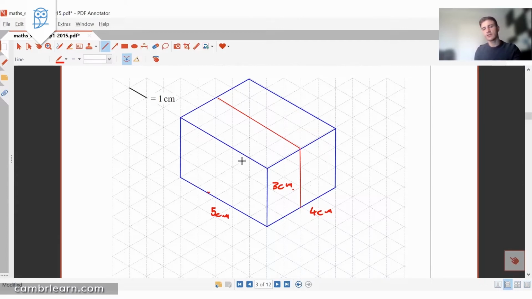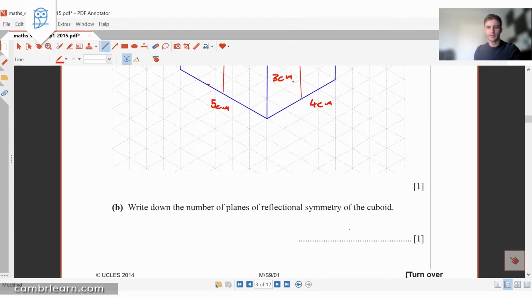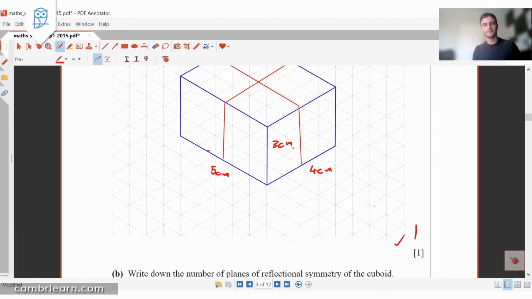Okay, so there's another one. So 1 and 2. So let me actually leave this one in as well. Okay, so there's the one reflectional symmetry. And then here's my other one. Okay, so we will have 3. Okay, so once, twice, and we will have 3. Right, there we go. 2 marks.